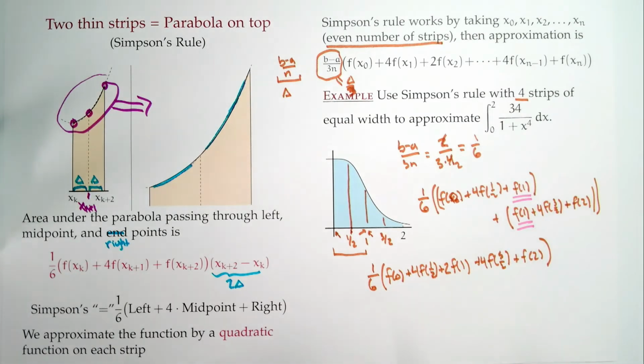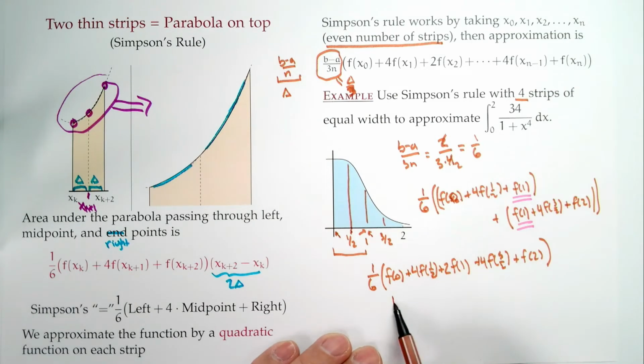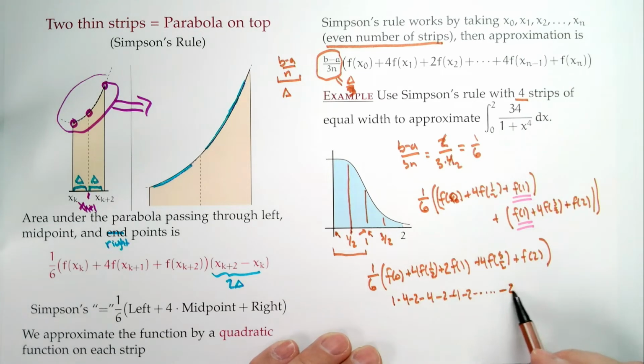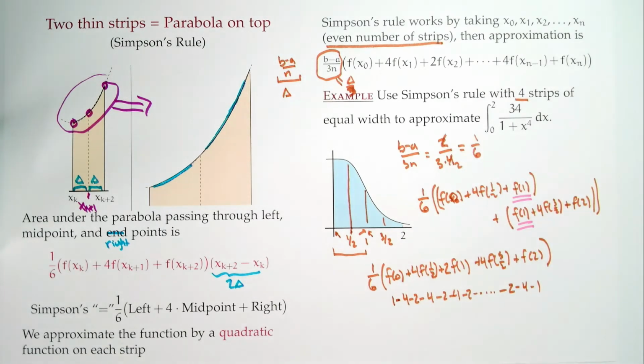Life is good. Now, it might seem that there's a pattern here, and there is a pattern. These are the coefficients 1, 4, 2, and they're just going to keep alternating. So it goes 1, 4, 2, 4, 2, 4, 2, dot, dot, dot, and at the second to the last one, wait, hold on a second. 2, 4, 1. There we go. There's our pattern. That's the pattern to remember for the coefficients: 1, 4, 2, 4, 2, 4, 2, and so on, ending with 1. Good.